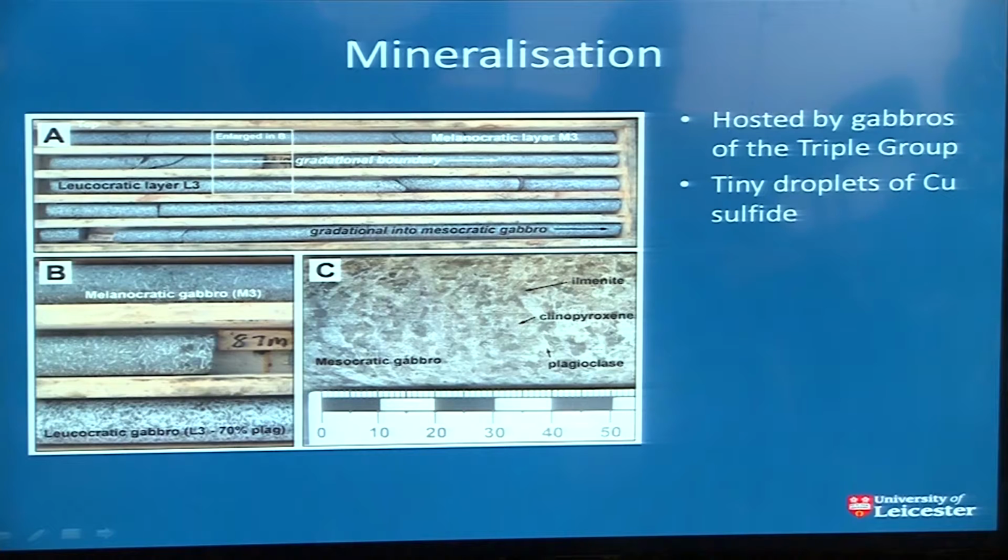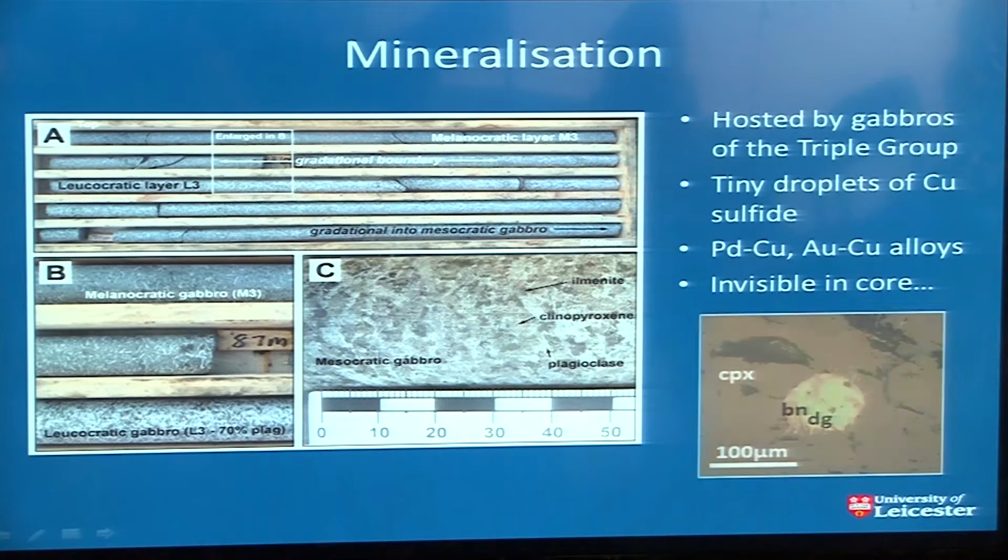You have tiny little droplets of copper sulfide with palladium and gold alloys, and they're invisible in the core. You can't see them, they are so small. That's an example of what they look like. That's a big one at 100 microns, okay? So we wanted to investigate these tiny little droplets because they have extremely high metal tenors, up to percent level gold and palladium within them.